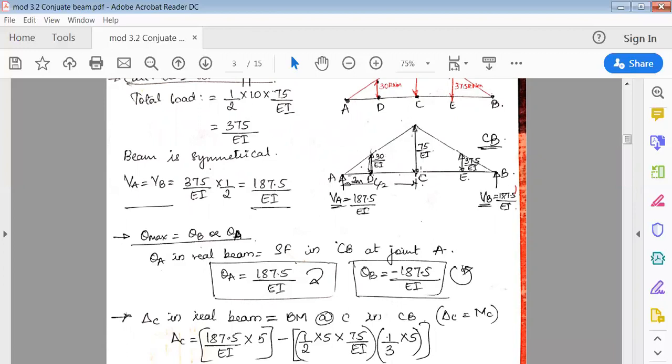So this area gets converted into a point load, which is acting downward. Then its perpendicular distance, again, we are measuring at C. The centroid of a triangle measured from the base of the triangle is 1/3. So it is 1/3 of 5.